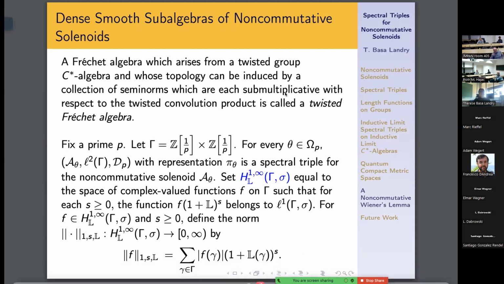Sorry, is this space an algebra? H1 infinity L, is it an algebra? I would say yes. I haven't thought about that. If it is an algebra, then sigma plays a role, because it's a dense star subalgebra. If not, then sigma is irrelevant. If this is a subalgebra, then sigma plays a role because you are using twisted convolution. But if it's only a Fréchet space, a linear space, then sigma is irrelevant.